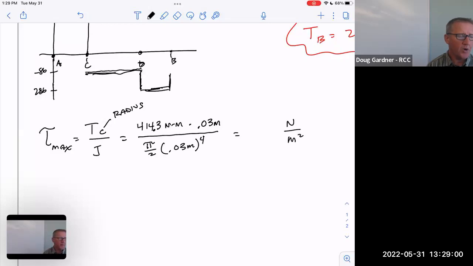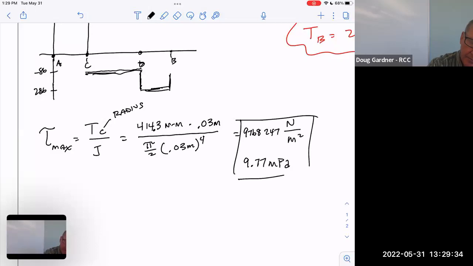So pump that all into the machine and you get 9768247, which of course is going to be, move the decimal point 6, 9.77 megapascals. That's probably what I would see in the back. Do you agree with that? 9.77 mega, 6 decimal places, megapascals. As far as tests are concerned, I don't care.